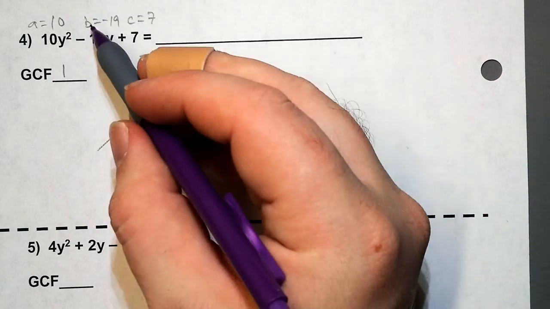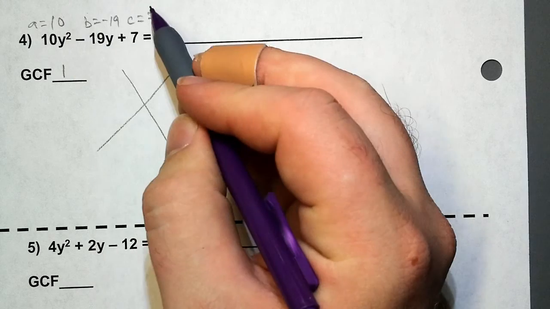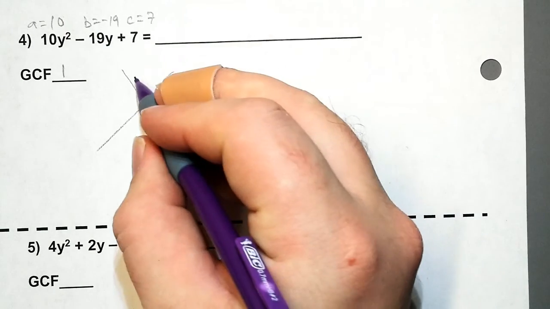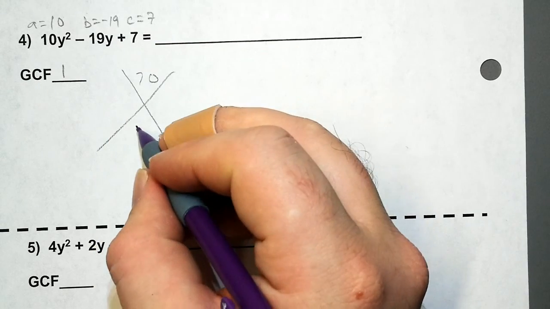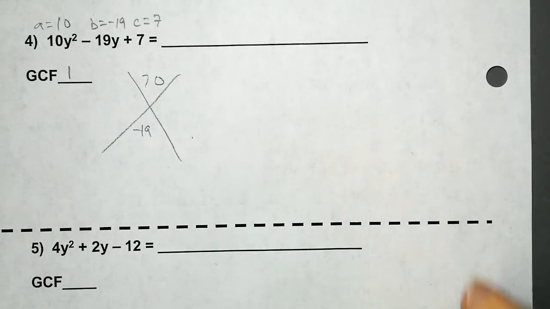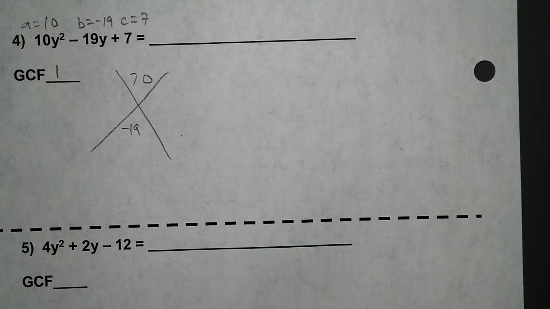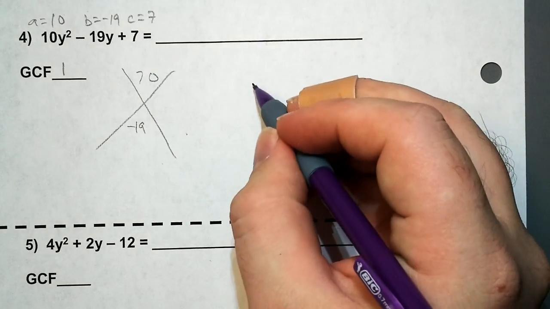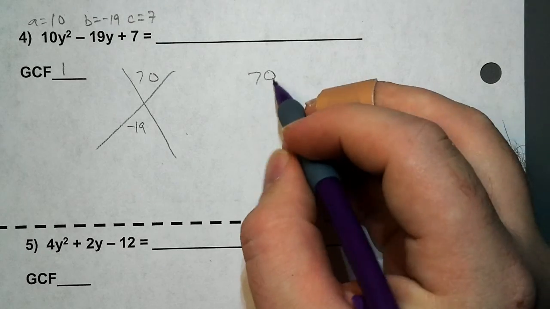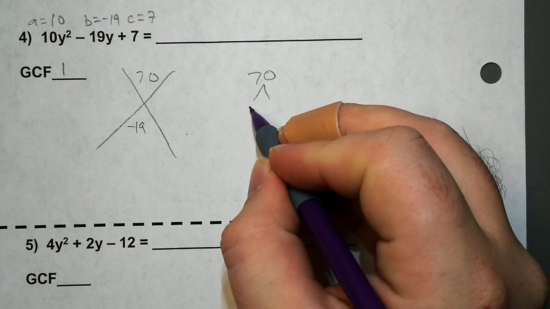Remember, top goes a times c, so this one's going to be 10 times 7, which is 70. Our bottom value is the b, so it's going to be negative 19. And now we're going to factor 70 and see which ones add up to negative 19. So start out with the easy ones.